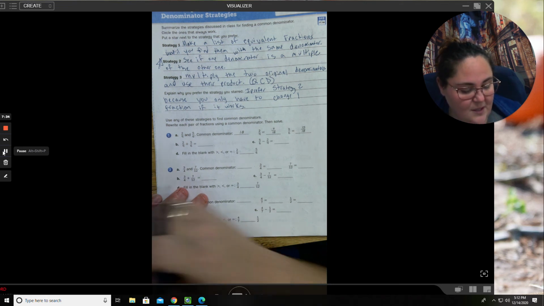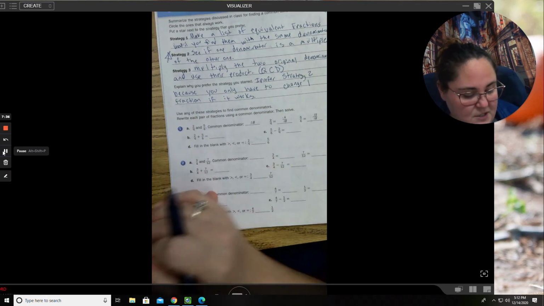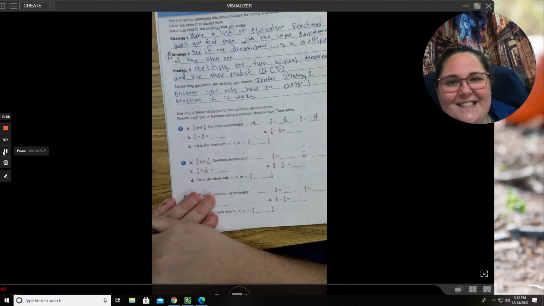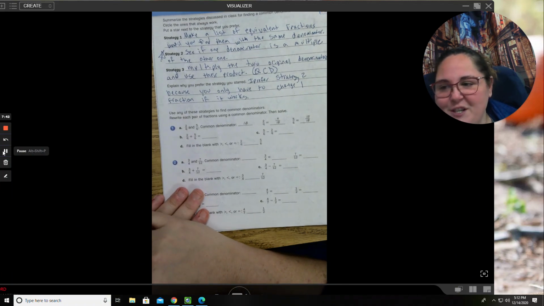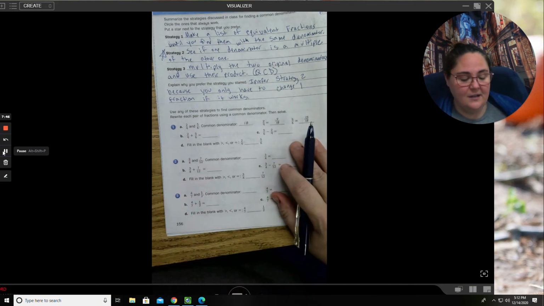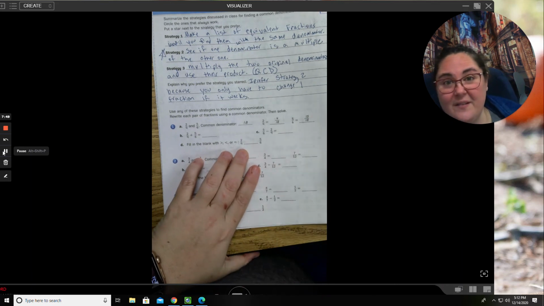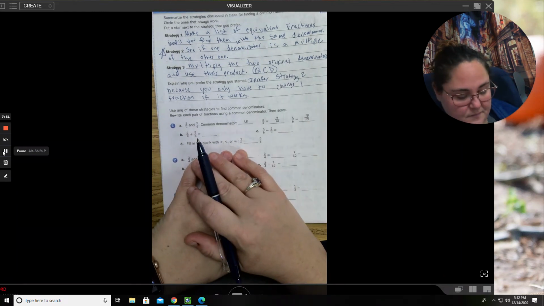All right, let's look at number 4. It says use any of these strategies to find the common denominators. Rewrite each pair of fractions using common denominators, then solve. All right, so we're going to look at the first one. We're going to try all of them. We're going to see which one works.